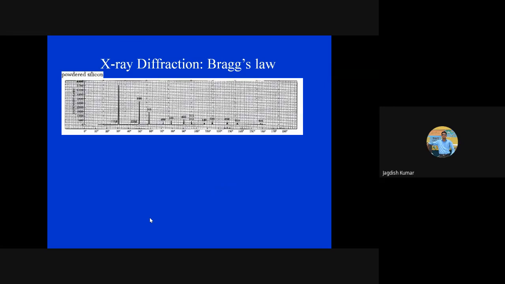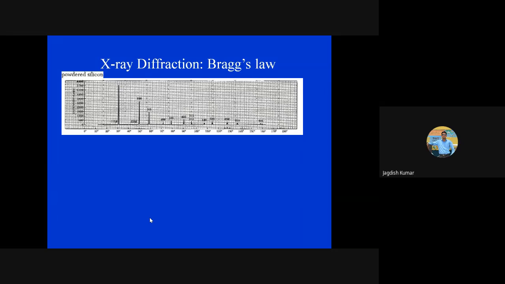So this is showing a very typical example of X-ray diffraction pattern. I have taken this graph from Kittel, so you may refer to Kittel for details. This is showing the X-ray diffraction pattern for powdered silicon. Powdered silicon means you have small crystals of silicon. It's not a single crystal. I hope we had a talk in some of the earlier presentations regarding polycrystalline and single crystalline materials.